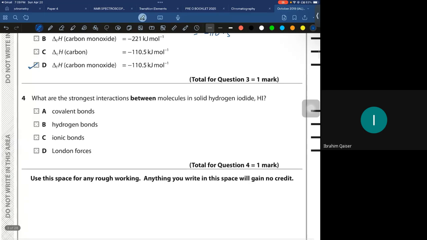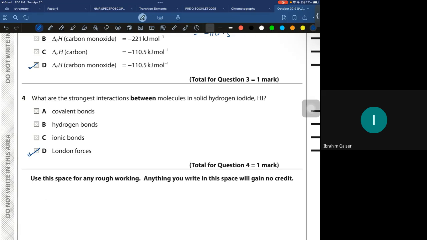What are the strongest interactions between molecules in solid hydrogen iodide? HI is a covalent compound. So, A, D. Okay, London forces. Ionic bonding is incorrect because these both are non-metals, and hydrogen bond is also incorrect because, as I told you, hydrogen bond is formed with these three elements, that is fluorine, oxygen, and nitrogen.